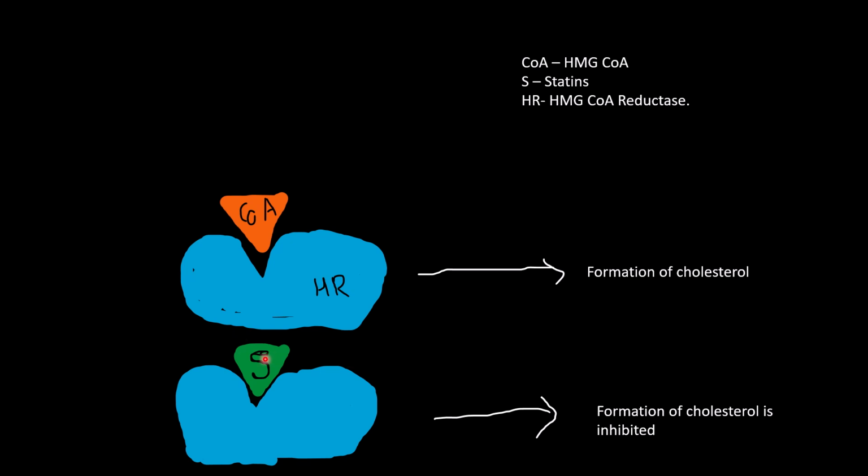You all might have heard about a group of drugs called statins. How do statins act? Statins are nothing but competitive inhibitors of HMG-CoA reductase. So this binds to the same site as that of the substrate, and when it binds, the formation of cholesterol is inhibited. So statins are competitive inhibitors and they are structurally analogous to the normal substrate of the enzyme, and they bind to the same site.